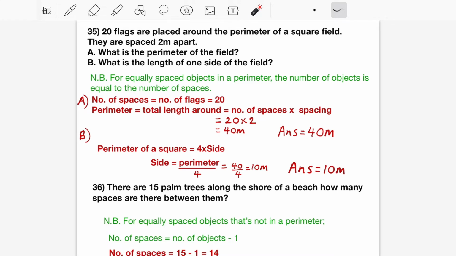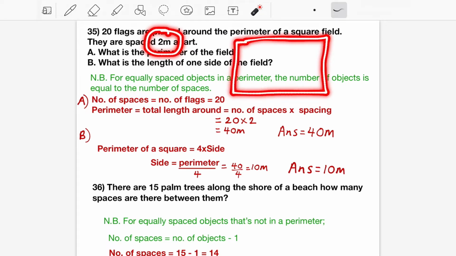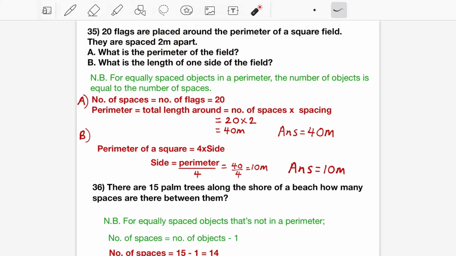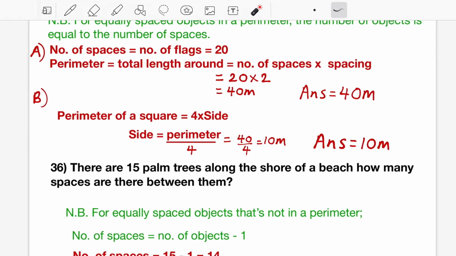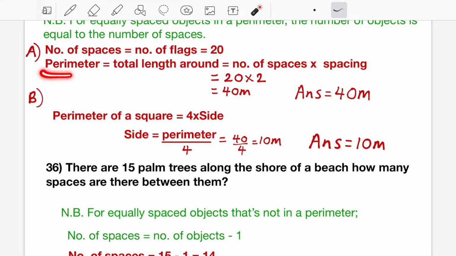So 20 flags or 20 objects around the perimeter means that there are 20 spaces. We know that one space is 2 meters, so the combination of the spaces going around will help you to determine the perimeter. So all the spaces will combine to give you the perimeter. So 20 spaces times 2. If you go with the formula, the perimeter, or the total length, is equal to the number of spaces times the spacing, which is 20 times 2, which is 40 meters.